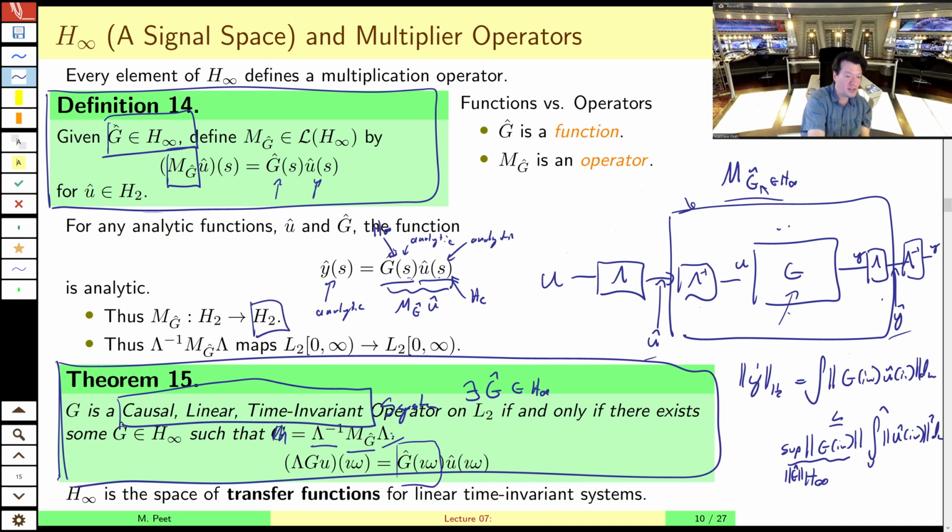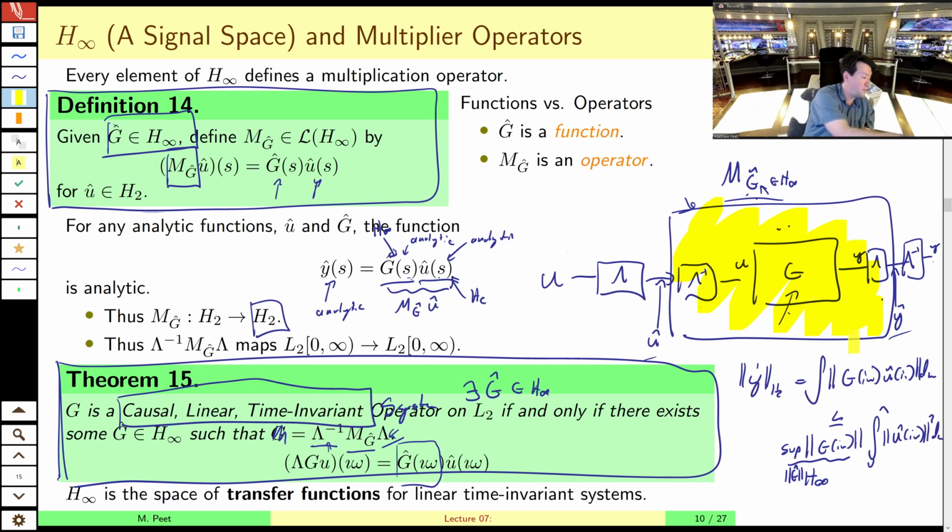So it's lambda times multiplication, composition of the Laplace transform with this multiplication operator, composed with the inverse Laplace transform to get you back to the time domain. Okay, so all good. So this tells us, any causal linear time invariant system has a transfer function. That transfer function lies in H infinity, and this block of the diagram can be represented by multiplication with that transfer function.